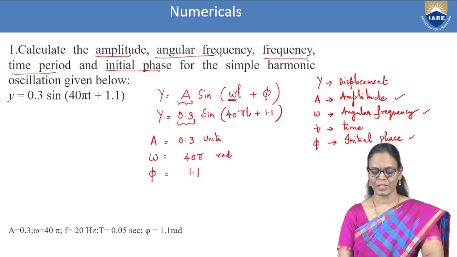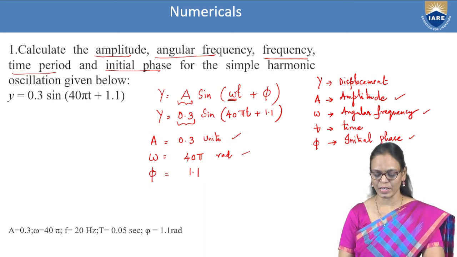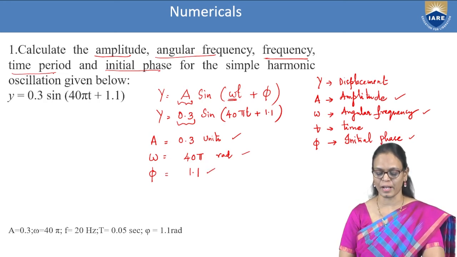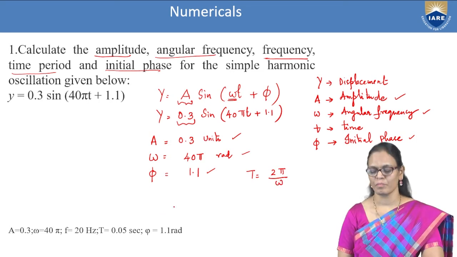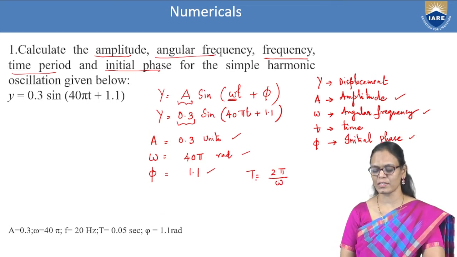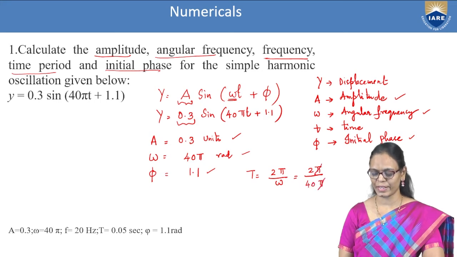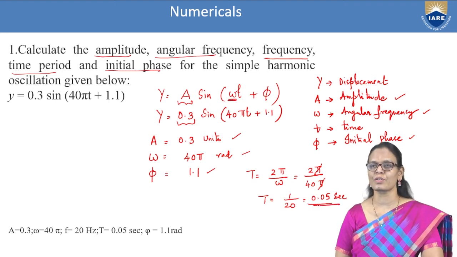So we have got amplitude, angular frequency and also phi. Now we will calculate the frequency and the time period also. So we know T is equal to 2 pi upon omega, because omega is equal to 2 pi by T. So T is equal to 2 pi by omega. So we'll write 2 pi upon, what is it we got for omega? 40 pi. So this will get cancelled. T will be equal to 1 by 20. That is nothing but 0.05 seconds. So the time period we get is 0.05 seconds.